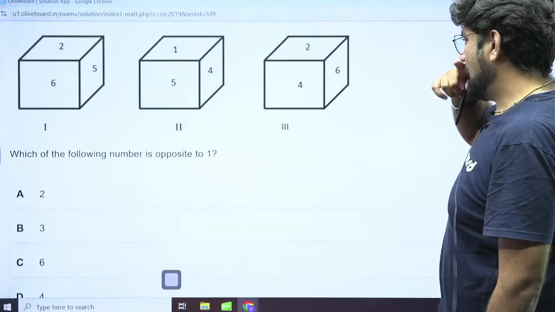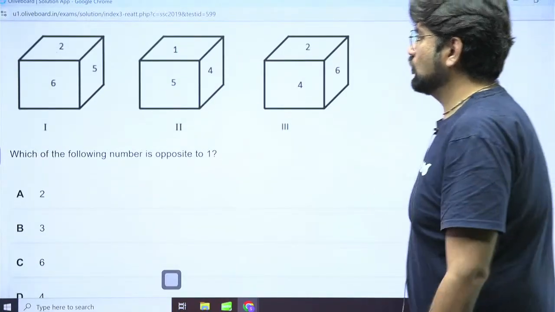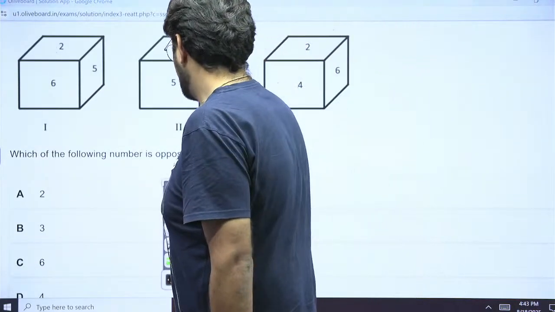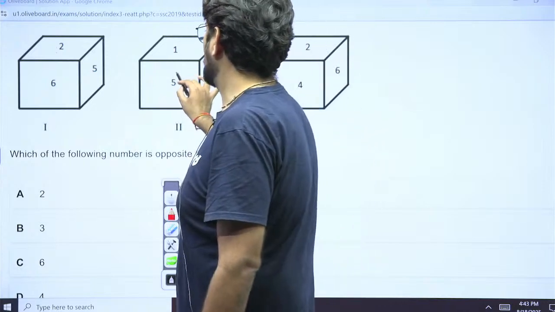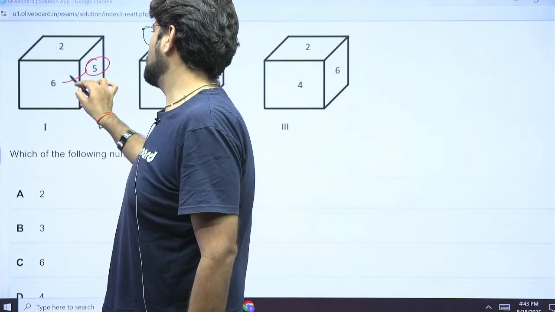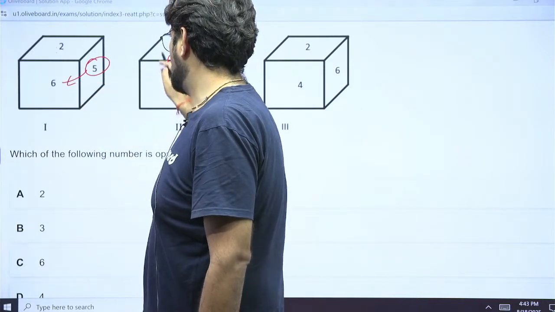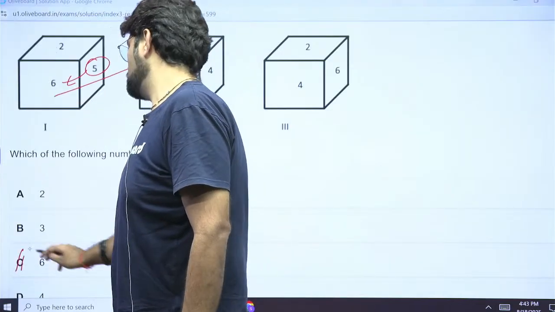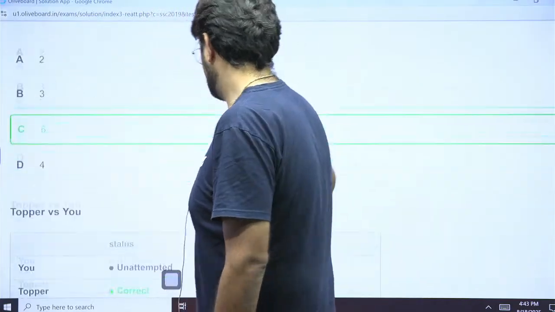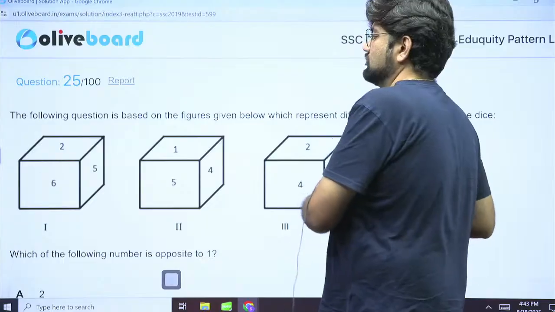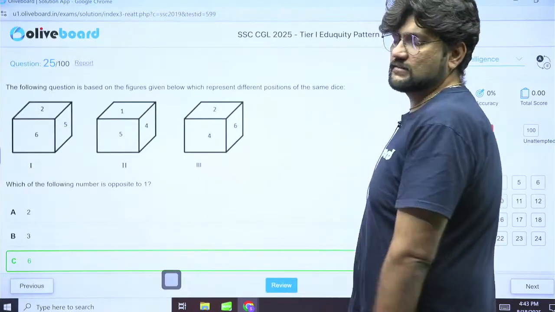What is opposite to? The last question for today. Opposite to 1. Okay. Only 1 is here. So we'll pick up the clockwise method. We have 5 here, 5 here. After 5 we go to 6 clockwise. After 5 we go to 1. 6 and 1 on opposite. So option C is the right answer. Cool. 31 seconds. Done. We could have done this in 15-16 seconds.